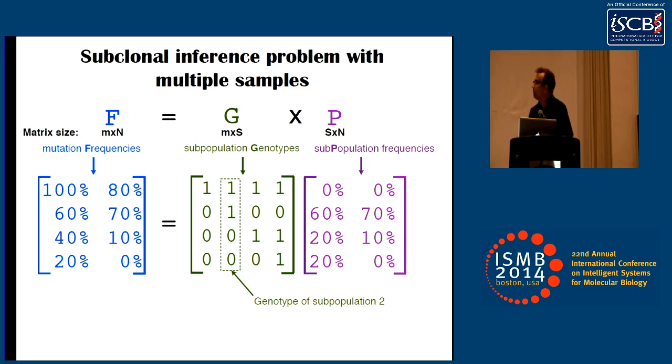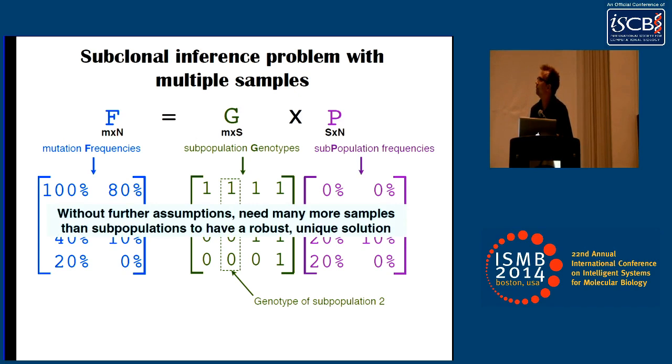Okay, so now the problem here is that there's too many unknowns on this side compared to the number of observations that you actually have, right? So without making any further assumptions, you need many more samples than subpopulations to have a robust, unique solution to this matrix factorization problem. Okay, so it turns out that by making one single assumption, often you can recover more subpopulations than there are samples. And then, you know, in some situations, you can recover multiple subpopulations from a single sample.